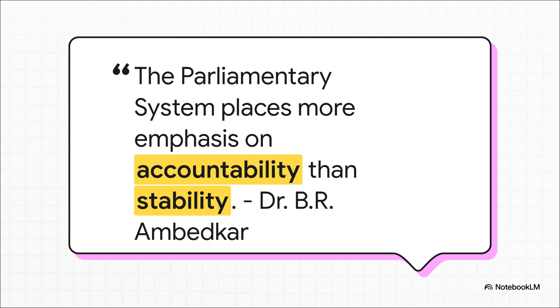He argued that a parliamentary system, like the one India has, makes a deliberate choice. It chooses accountability over pure stability. The government has to constantly prove it has the support of the legislature. Pushing towards a rigid, fixed 5-year term fundamentally messes with that balance.